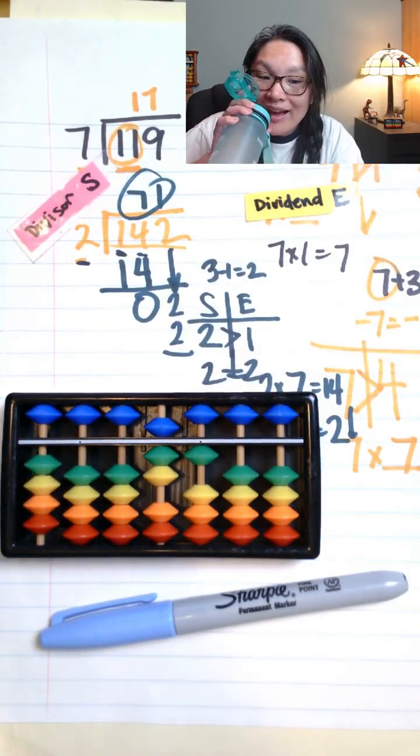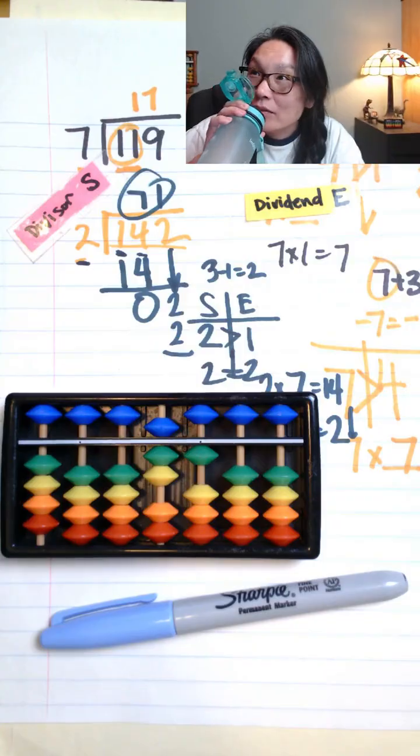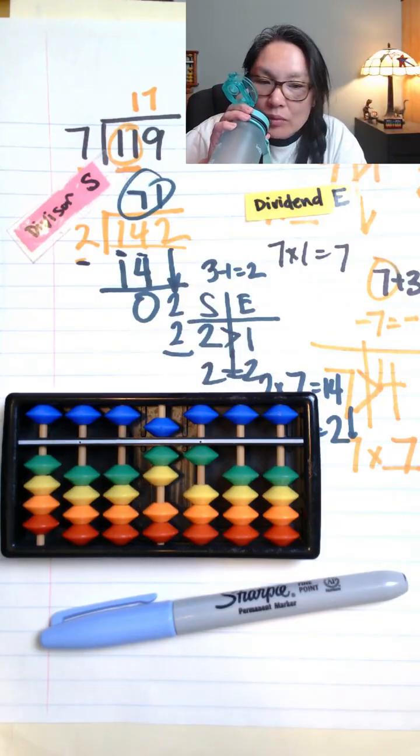Abacus mode. Yeah, abacus mode. That's a really good one. I think I'm getting it. One more example? Yeah, not a problem.